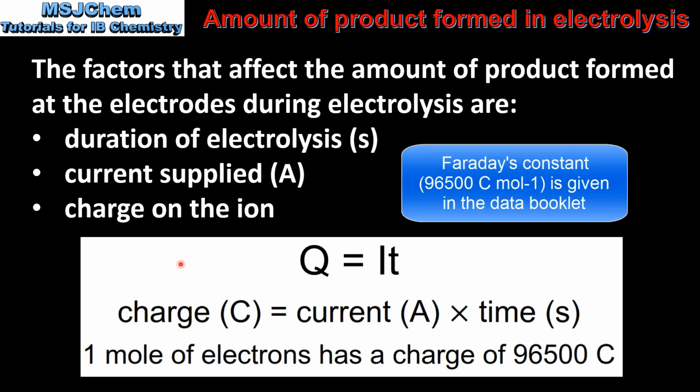We'll also be looking at this equation, Q equals IT. Q is the charge in coulombs, I is the current in amps, and T is the time in seconds. 1 mole of electrons has a charge of 96,500 coulombs.